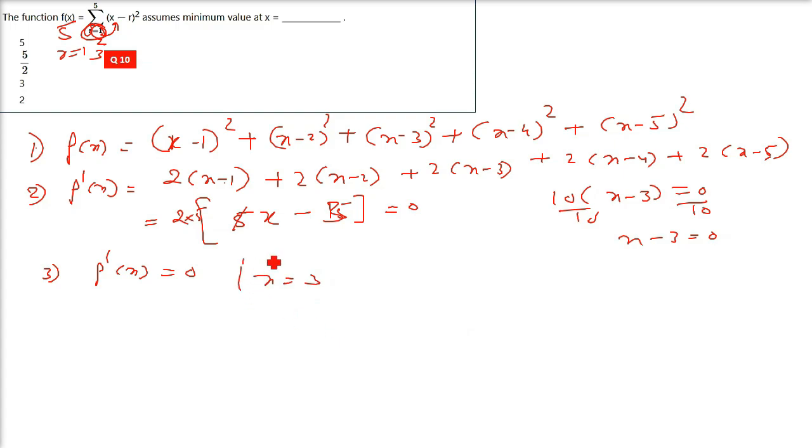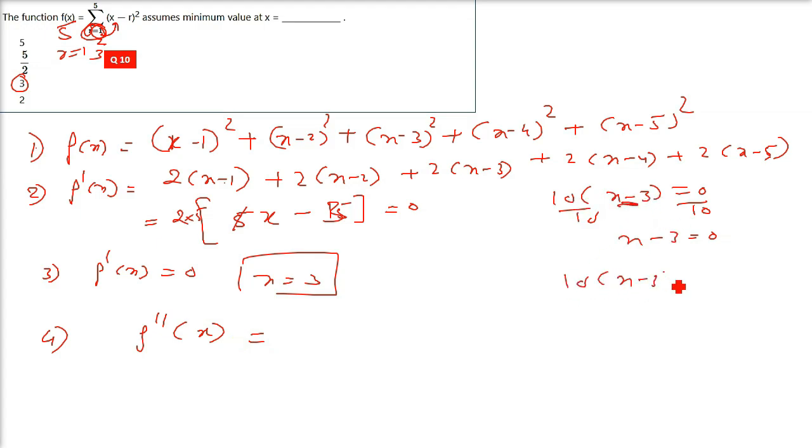Because the function assumes its minimum value at x equals 3, we have already got the answer. If this is an MCQ, you can just tick this one and go forward. But if this question is not coming in MCQ, you have to solve it. Then you have to do the double differentiation also. This double differentiation is essential, the double differentiation of the first derivative.